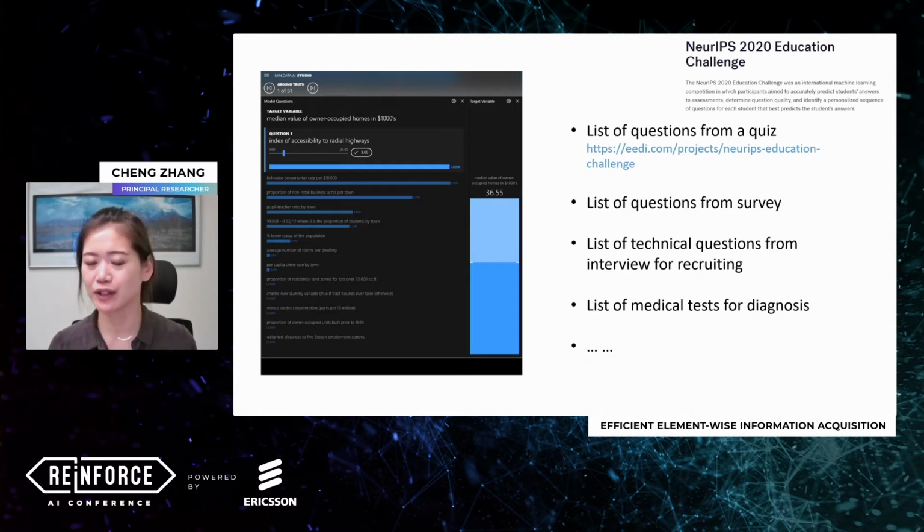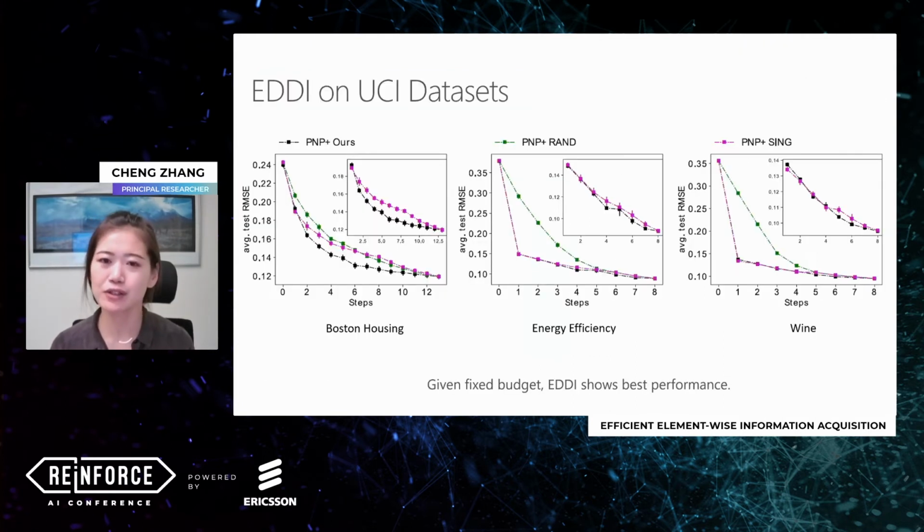And of course, education is one case. As I mentioned before, this question list can be any survey, it can be a list of technical questions from an interview for recruiting, and it can be a list of medical tests for diagnosis. And now just to show some results on some more standard machine learning benchmarks to show the behavior.